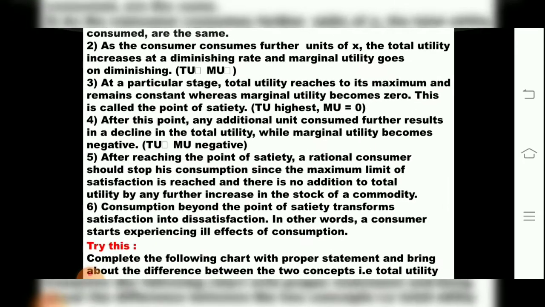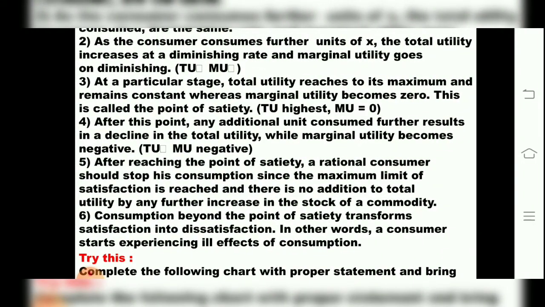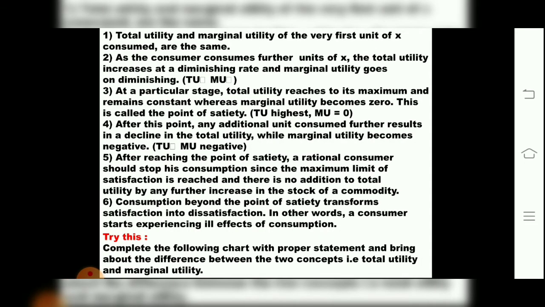Then after this point, any additional unit consumed further results in a decline in total utility and marginal utility becomes negative. So after reaching the point of satiety, a rational consumer should stop his consumption since the maximum level of satisfaction is reached and there is no addition to total utility by any further increase in the stock of a commodity. So the consumption beyond the point of satiety transforms satisfaction into dissatisfaction. So in other words, a consumer starts experiencing ill effects of consumption.